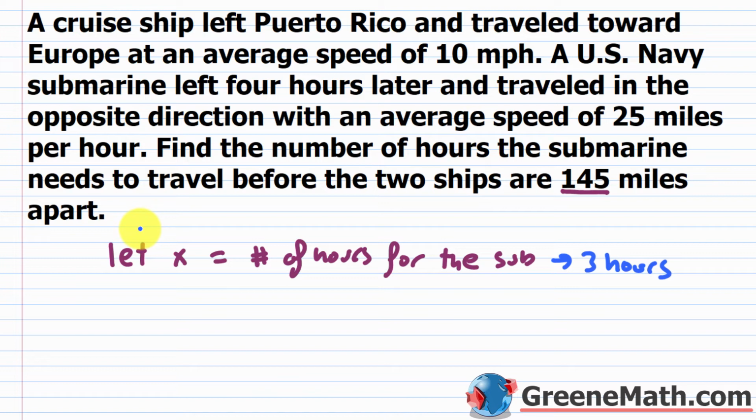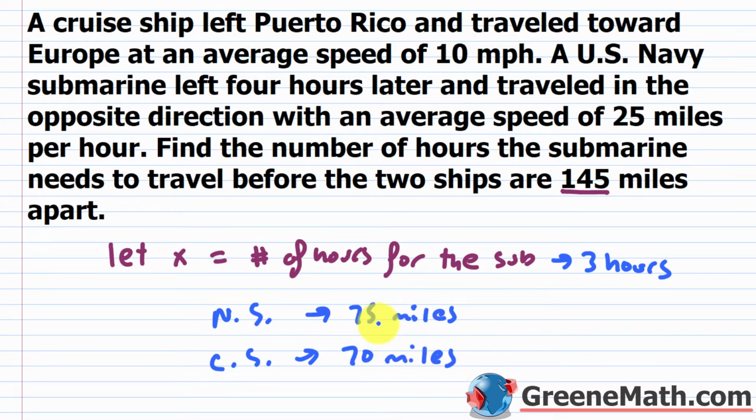Again, checking this, we know that for this Navy sub, it's going at 25 miles per hour, and it does this for 3 hours. So for the Navy sub, it's going to travel 75 miles, right? All I did was multiply. 25 times 3 is 75. Then for the cruise ship, it's going 10 miles per hour. And again, it's going to travel for 4 hours more, right? So it's going to do this for 7 hours. So for the cruise ship, it's going to go a total of 10 times 7 or 70 miles. So 70 miles. If you sum these two amounts together, the 75 plus the 70, you get the 145 miles.